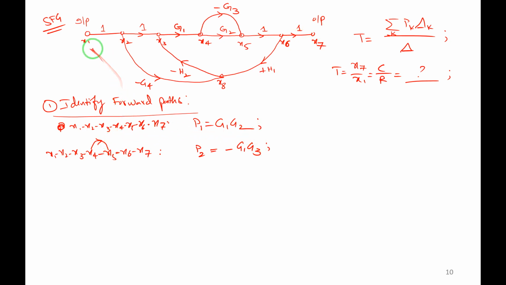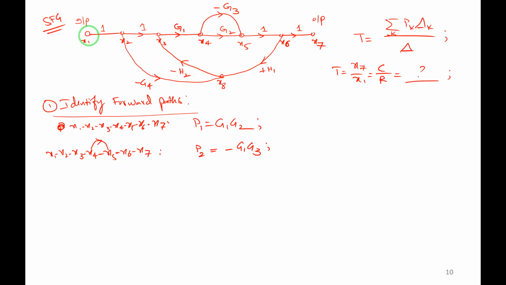Okay. Is there any third forward path? Let me search for it. The first forward path is over. The second is this. Third, yes, I can go like this. I can go like this. I can go like this. Yes, the third forward path is here. I hope you are getting it.